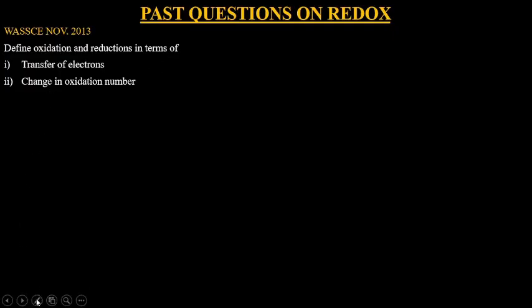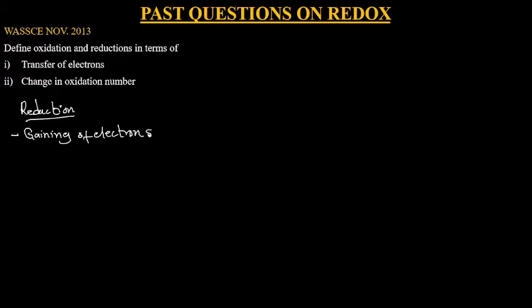and they say the first one is transfer of electrons. Okay. Transfer of electrons. And the second one is change in oxidation number. So if you read over your notes, you have reduction. So under reduction, you know that transfer of electron is about gaining electron when we are talking about reduction. So reduction refers to the gaining of electron. Gaining of electrons.